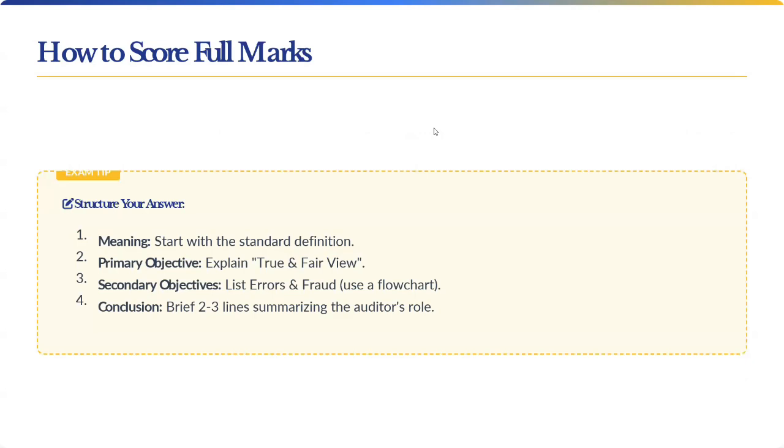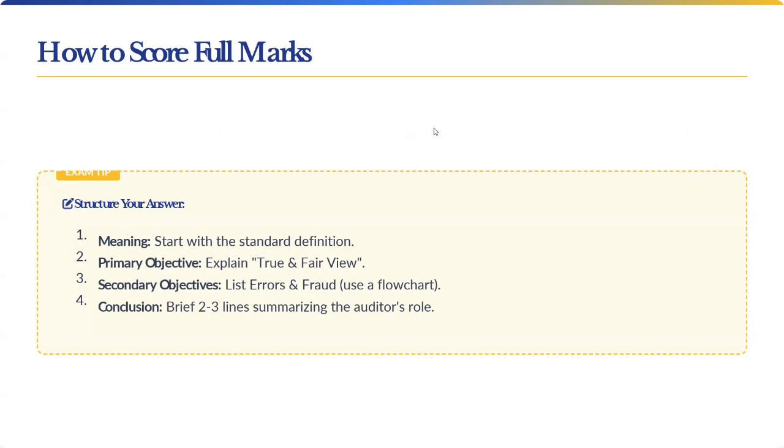So I hope you can understand this topic. Now, this structure was for an answer. For example, you can start with a standard definition as I have given. Now, primary objective: always explain the true and fair view. What do you understand by true and fair view? The primary objective will always consist of the true and fair view. Now, secondary objective: list all the errors and frauds.